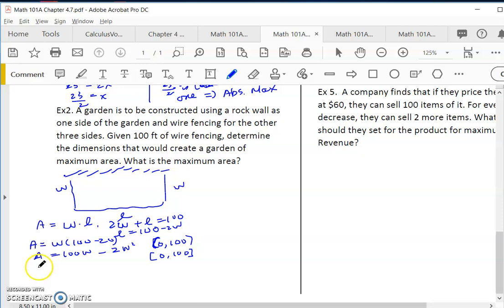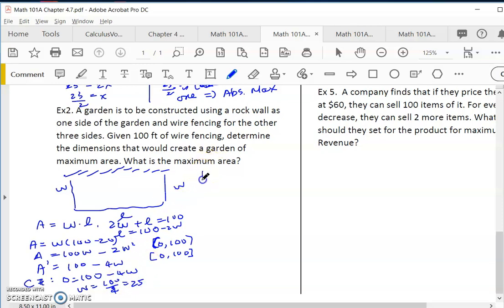Now to do a maximum-minimum problem, all we need to do is find A prime, right? Then find the critical number and build a table. So A prime would be 100, the derivative, minus 4W. What are the critical numbers? Critical numbers are when this is equal to 0. 100 minus 4W equal to 0. That means W equal to 100 divided by 4 equal to 25.